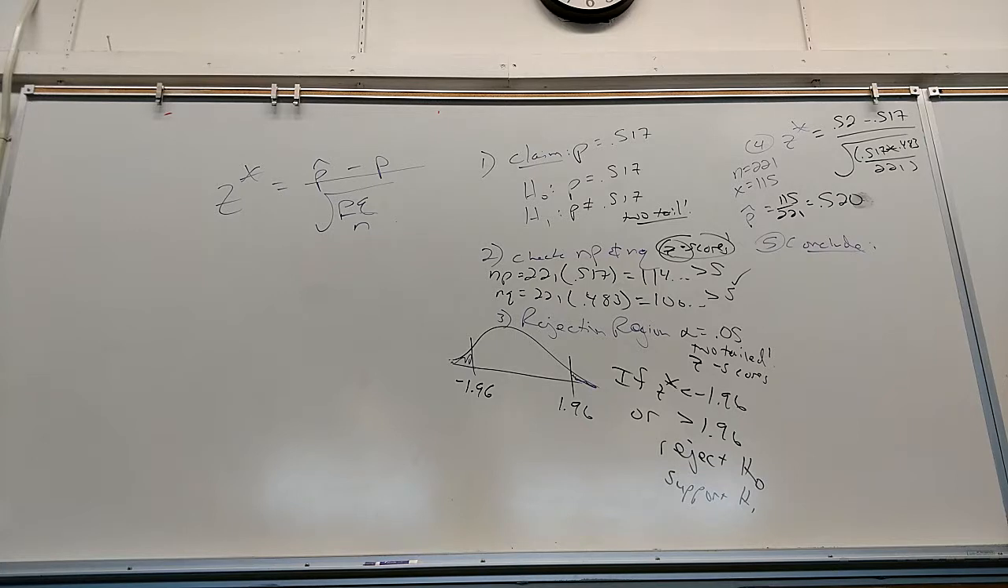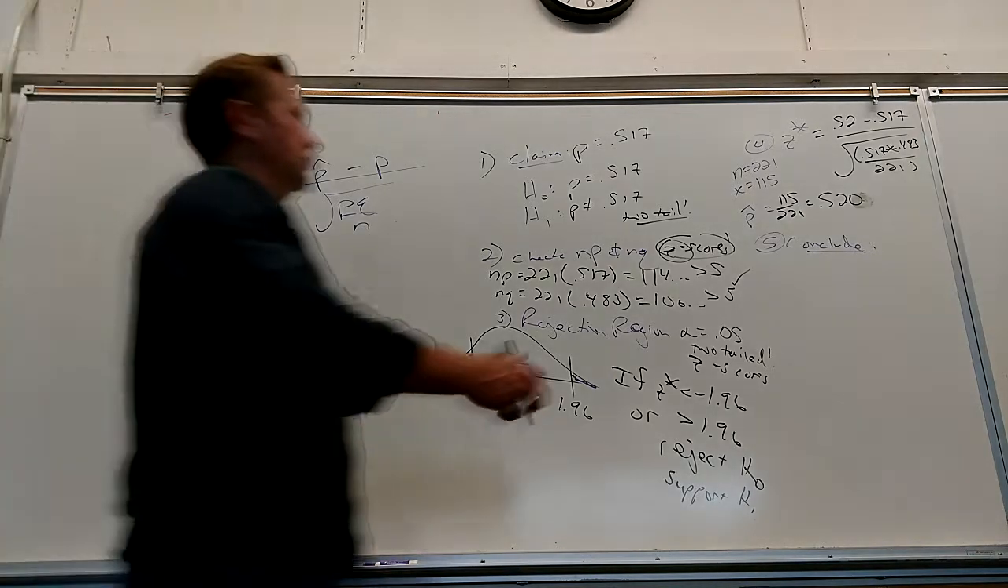Where'd it go? There's 0.52 minus 0.517 divided by the square root of 0.517 times 0.483 divided by 221. I get that. Is that what you guys got? Like 0.09.